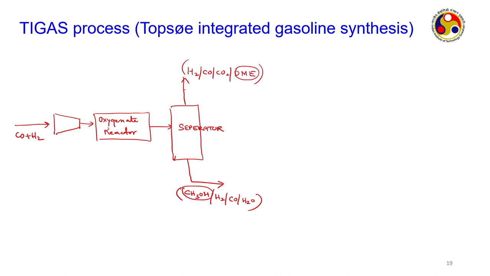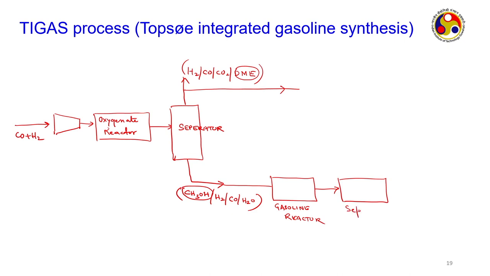Now, once you separate out, this is then sent to another stream. Let us see what happens to the lower stream. This lower stream is sent to the gasoline reactor. What you do is send it to this gasoline reactor, convert them into linear alkane chains, then you do a separation. You have lighter gases, then gasoline, and then water.